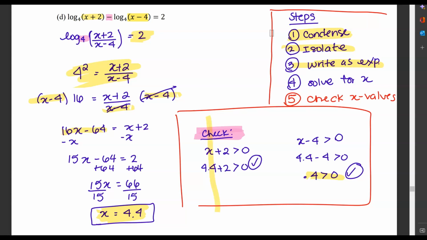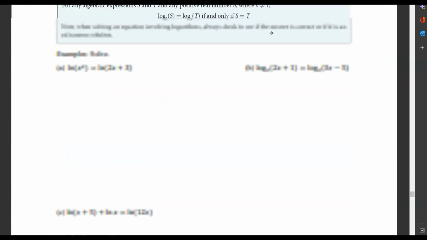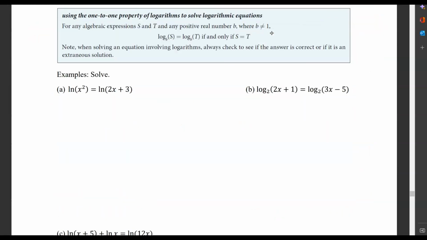All right, let's go ahead and learn the last thing here before we end this section, which is using the one-to-one property of logarithms to solve logarithmic equations. So when we're looking at this, we have log base b of s is equal to log base b of t if and only if s is equal to t. So this is very similar to what we talked about with exponentials. If the bases are the same, we can set the exponents to be the same. If the bases are the same for logarithms, we can set their insides to equal each other.